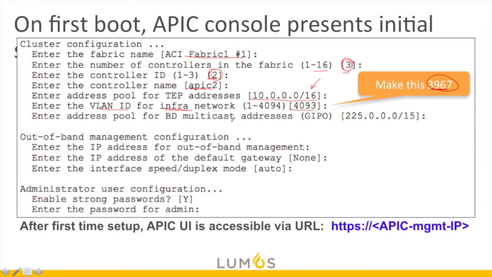We do need an address pool for our BD multicast addresses, and then you can also set up dual stack now, so you can set up IPv4 or IPv6 or both. So the management network now supports IPv6. You configure the interfaces. Do you enforce strong passwords? Typically, you'll do yes, unless you'd like to live dangerously. And then type in the password. And after the first setup, you can access the APIC via a URL, via the command line, which is NX-OS style now, or via a REST API.